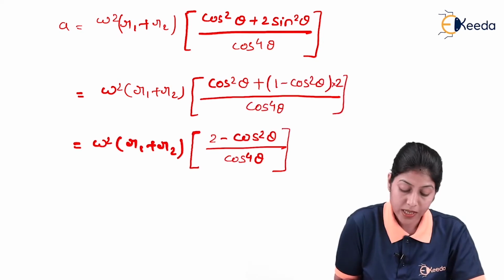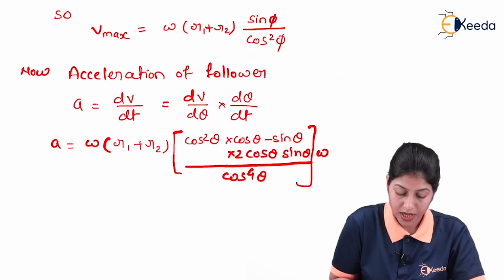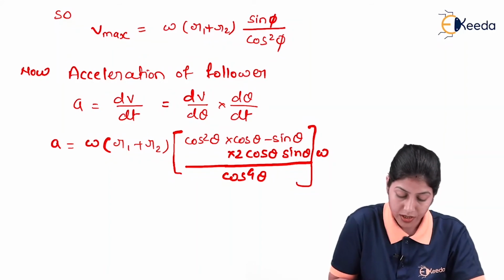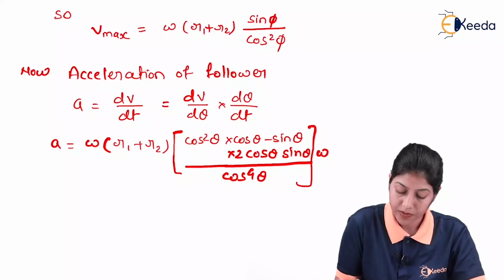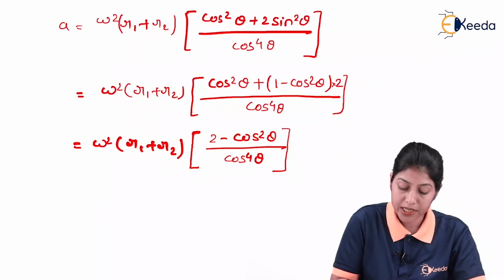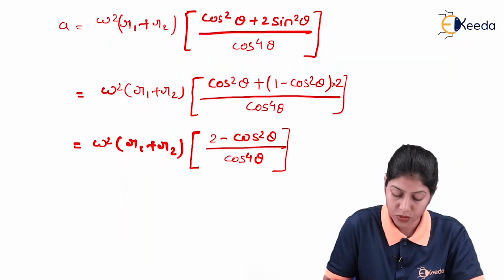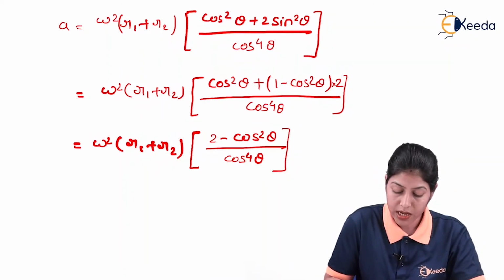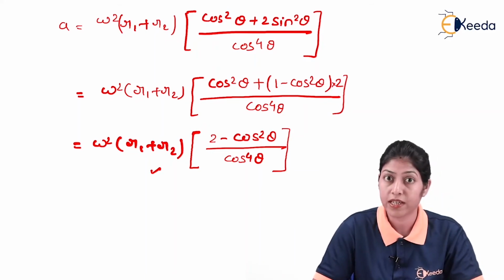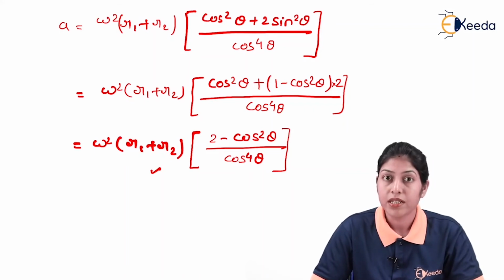Here we simplify this term, dv by d theta into d theta by dt, using the equation for velocity. By differentiating it, we get this equation, and after the complete simplification the final equation is omega square (r1 plus r2) into (2 minus cos square theta) by cos 4 theta. With the help of this equation we can define the acceleration of the roller follower, which is reciprocating and in contact with the tangent cam.